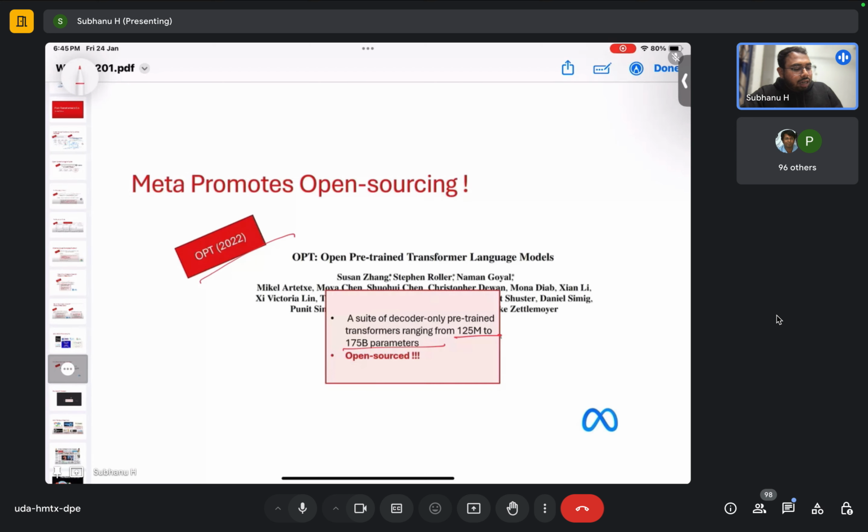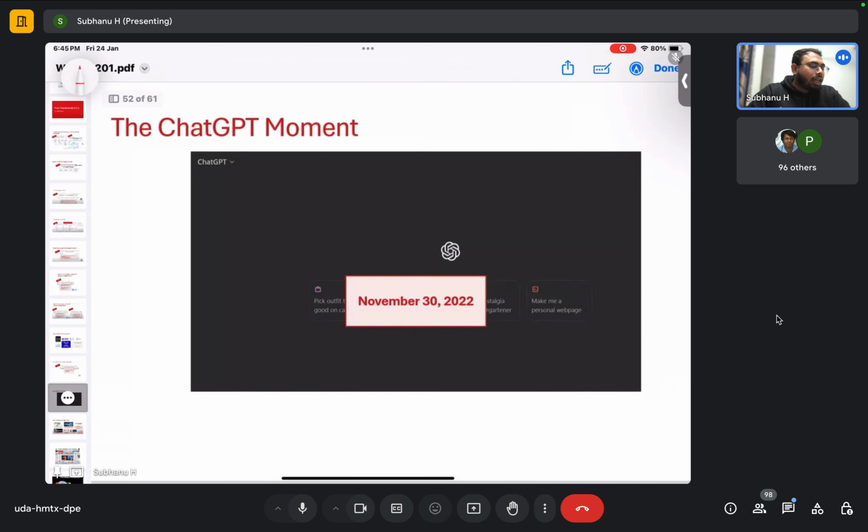Okay, so now there is a boom on November 30, 2022 when ChatGPT came into the picture. So OpenAI played a very big game. What they did was they stopped open sourcing. They are not sharing their code. So in 2022 when they launched ChatGPT, they are not publishing any paper in any conference. They have stopped sharing their code.